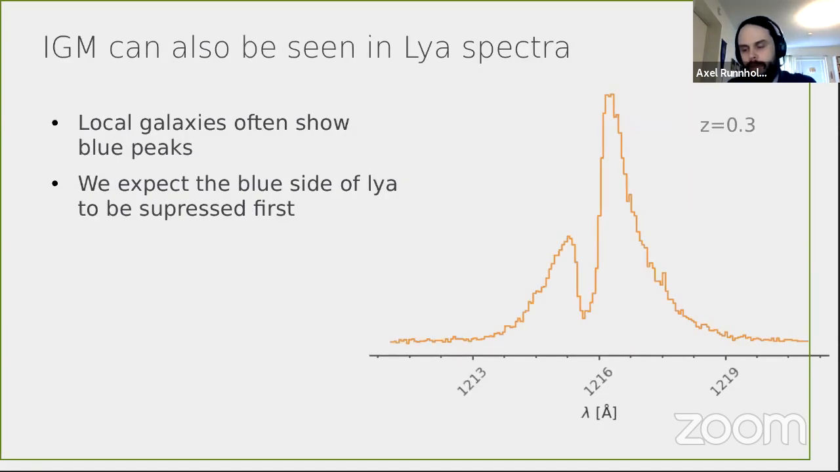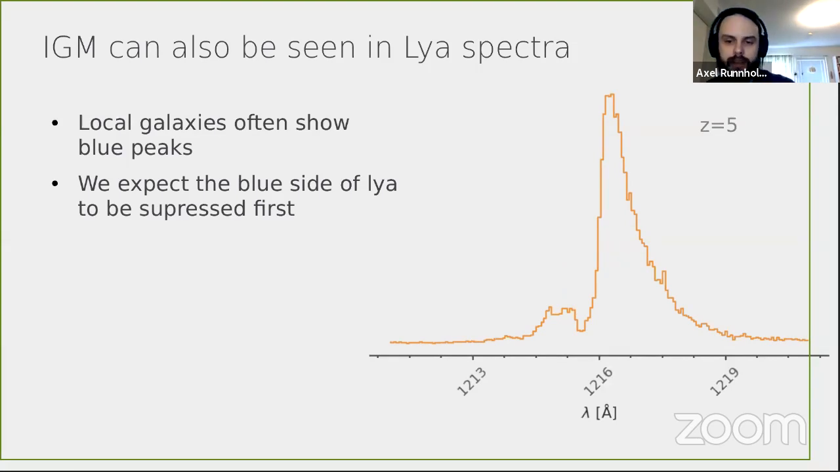But we can also see the impact of IGM if we look at Lyman alpha spectroscopy. So local galaxies, like the one shown here, often show a blue peak in Lyman alpha emission. And this blue peak is expected to be suppressed first. So this is the galaxy at redshift 0.3, but if we attenuate it by expected IGM at various redshifts, we see that the blue peak shrinks down very quickly.